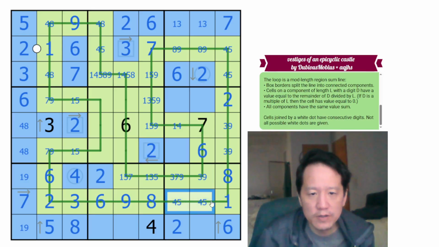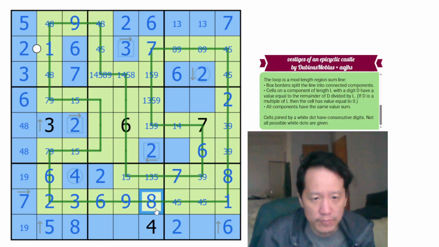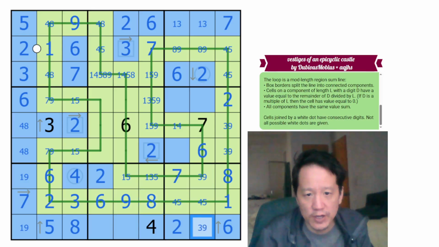These can't be 1. Where is the 7 in box 9? It can't be here, it can't be here, it can't be here. It must be here. So this is a 7, which means this can't be 7. That means this is 3 or 9.